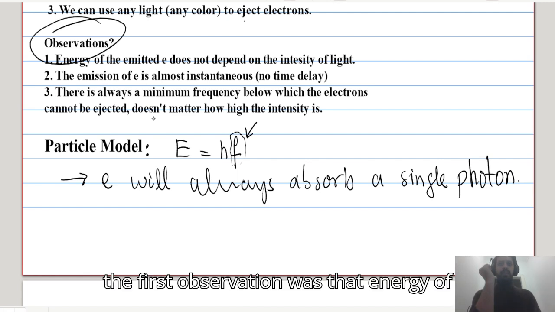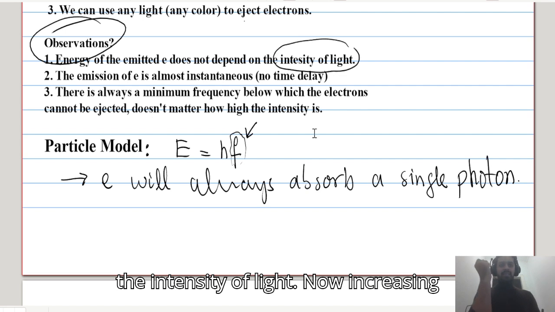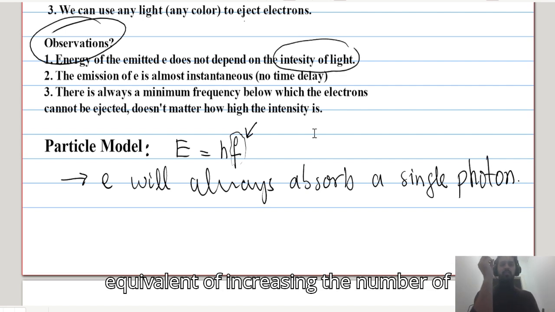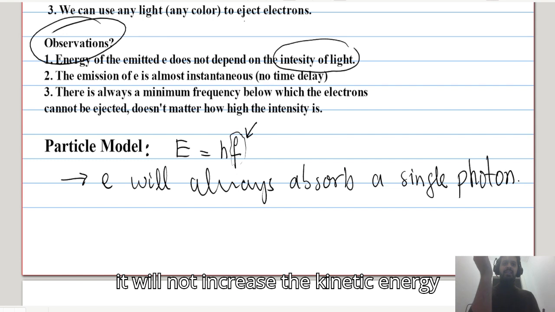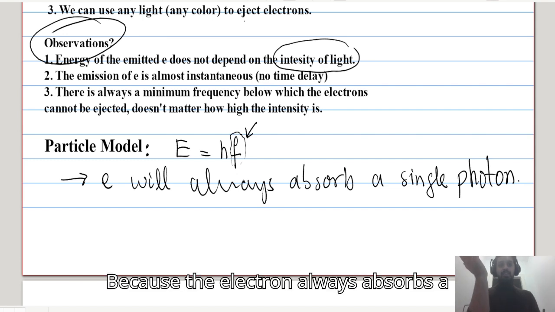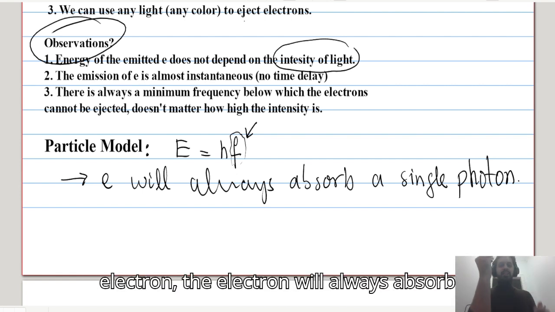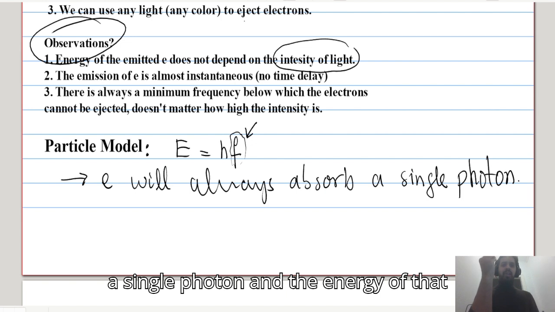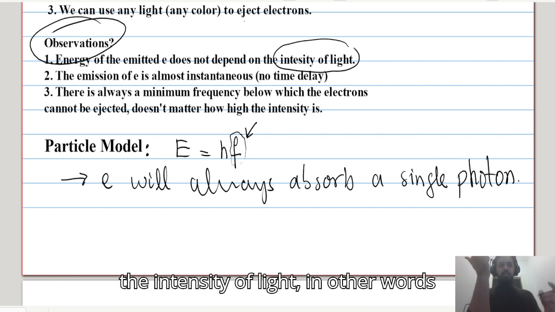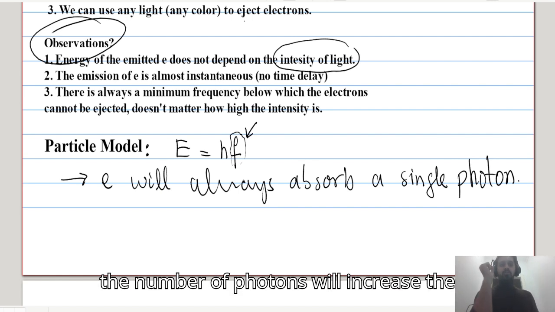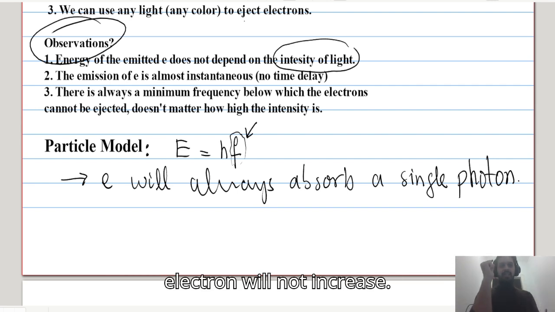So the first observation was that energy of the emitted electron does not depend on the intensity of light. Now, increasing the intensity of light, which is equivalent of increasing the number of photons according to our particle model, will not increase the kinetic energy of a single electron because the electron always absorbs a single photon. So if you have 100 photons coming towards an electron, the electron will always absorb a single photon, and the energy of that photon will depend on its frequency. But you should remember that increasing the intensity of light, in other words, the number of photons, will increase the number of electrons that are emitted. But the kinetic energy of a single electron will not increase.